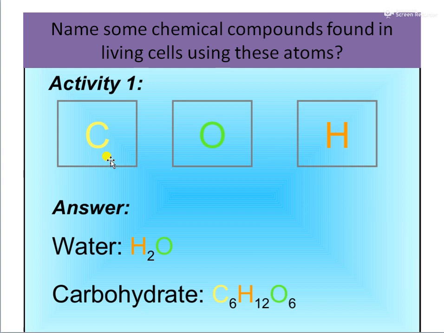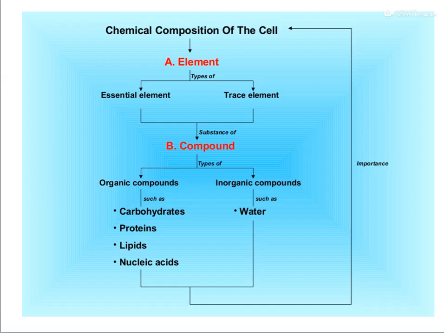Sometimes you can find carbon and hydrogen alone, CH4, methane, that is another compound. And CO2 is carbon dioxide. So different chemical compounds are formed by using different atoms and their different combinations.